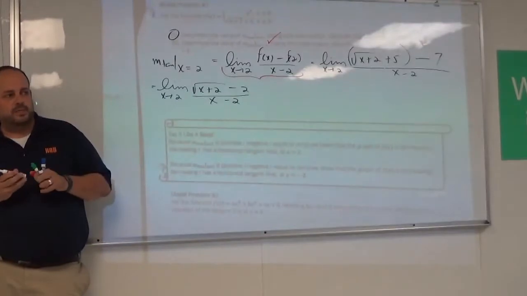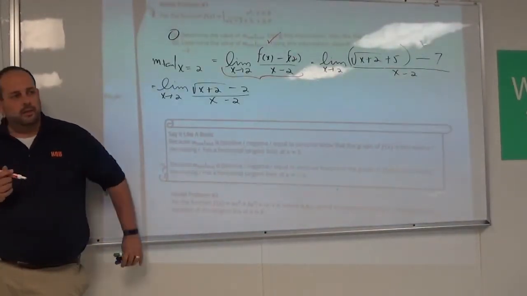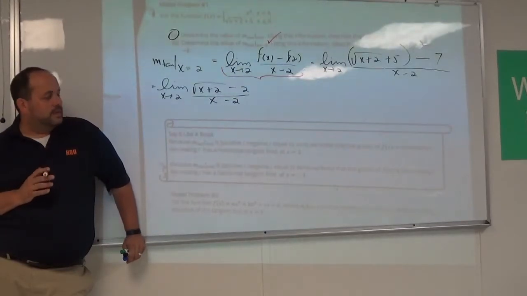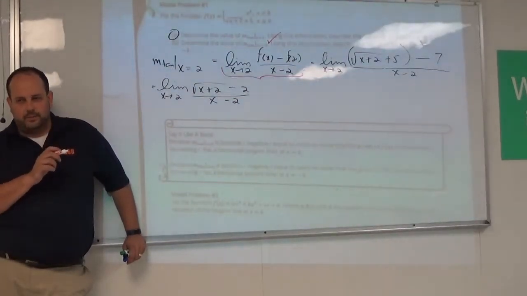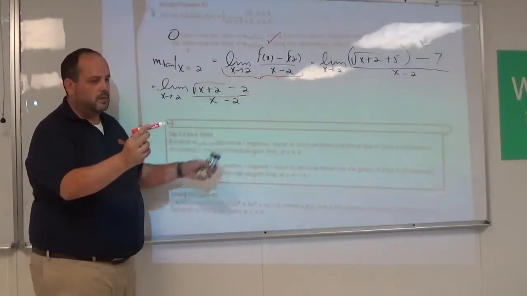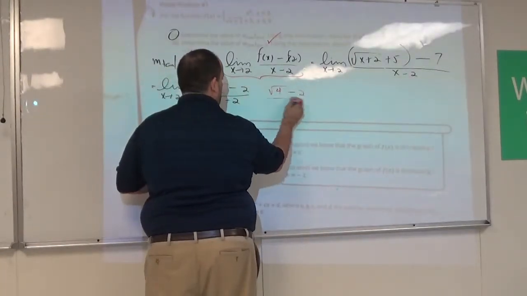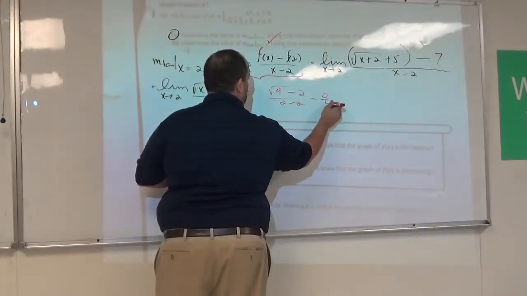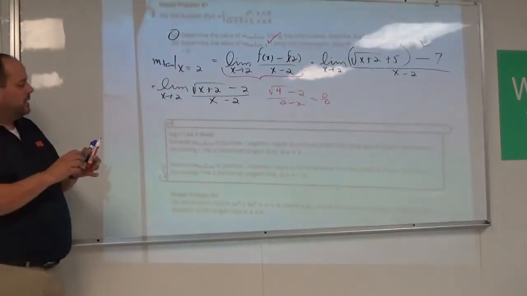How are we going to evaluate this limit? Get rid of those. Definitely the square root is the key here. Did anybody actually try plugging in 2 first? If you try plugging in 2, you get square root of 4 minus 2 over 2 minus 2, which is 0 over 0.